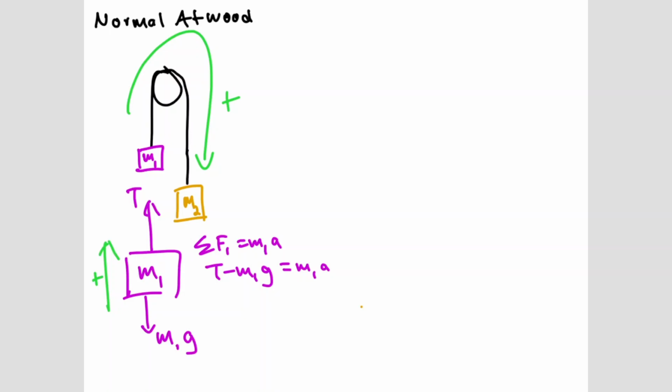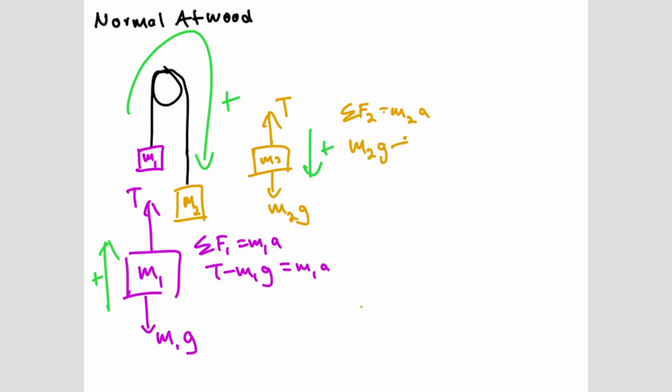Now we're going to take a look at m2. M2 has a very similar free body diagram. It has a force of gravity pointing down, but it's m2g this time. And it has a force of tension pointing up. However, for this one, the positive direction happens to be down. So this means that the sum of the forces on 2 is equal to its mass times its acceleration, which is the same. That's why there's no subscript. This means that m2g minus tension is equal to m2a.